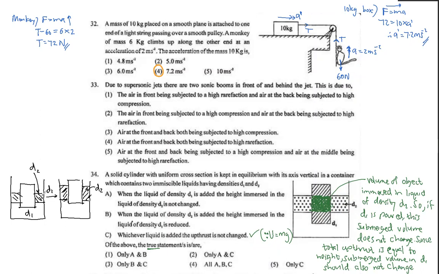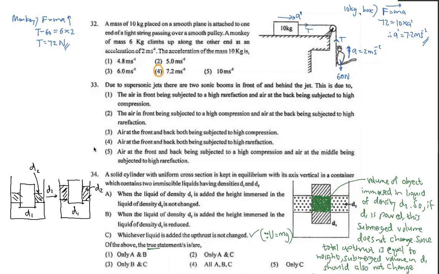So when you increase the height of D2, upthrust created by D2 will increase. But the total upthrust can't change. So if upthrust created due to D2 is going to increase, upthrust created due to liquid D1 should decrease. So this will happen: when the liquid of density D2 is added, the height immersed in the liquid of density D1 is reduced. Yes, that's true.